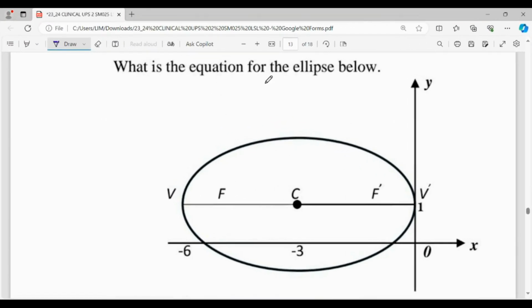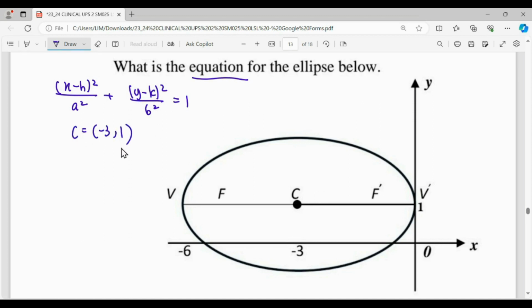Then, what is the equation for this ellipse shown below? So firstly, when you're doing the ellipse equation, what you need is (x minus h) squared over a squared, plus (y minus k) squared over b squared equals 1. So you need your center, you need your a, you need your b, sometimes you need your c to find out a and b. So the center, obviously from the coordinates here, is negative 3 and 1.